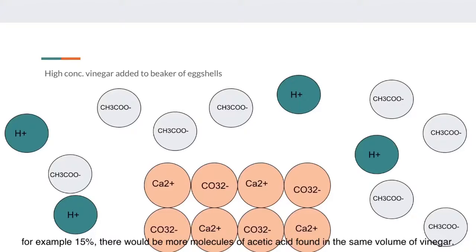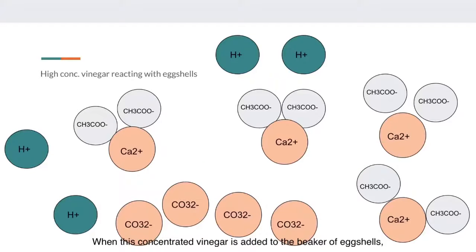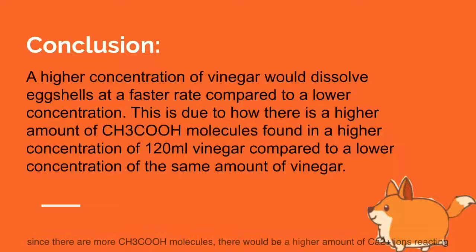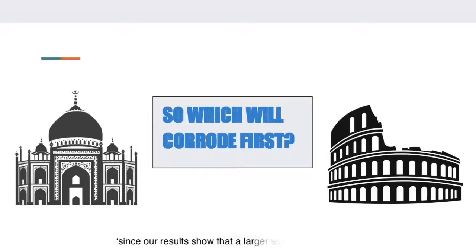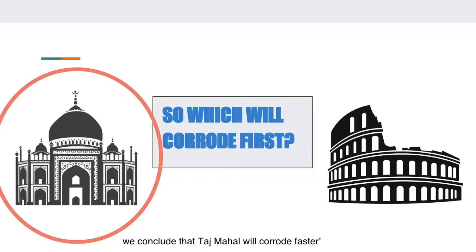acid found in the same volume of vinegar. When this concentrated vinegar is added to the beaker of eggshells, since there are more CH3COOH molecules, there will be a higher amount of calcium 2+ ions reacting with the acetic acid, and hence the rate of dissolving eggshells is faster. Since our results show that a larger surface area, higher temperature, and higher concentration of acid react with calcium carbonate faster, we conclude that the Taj Mahal will corrode faster.